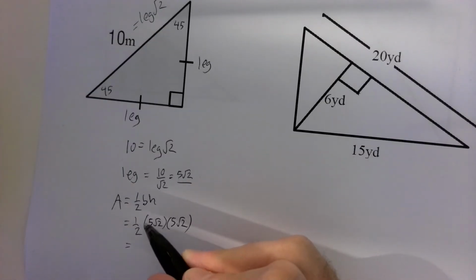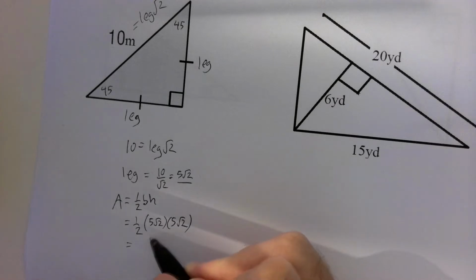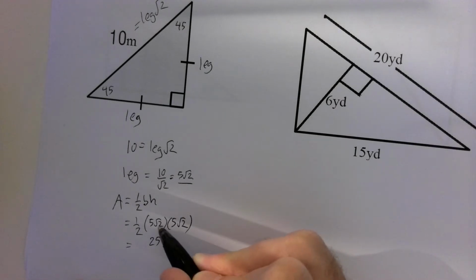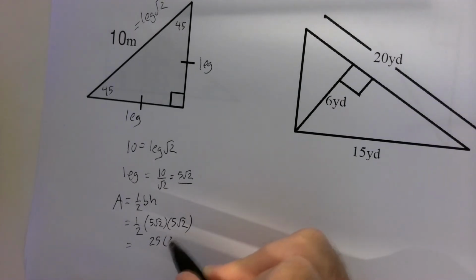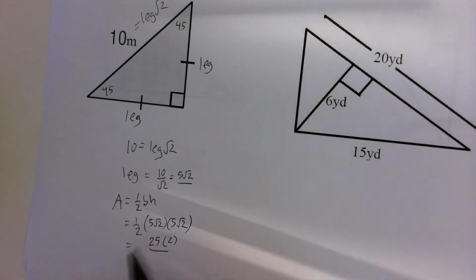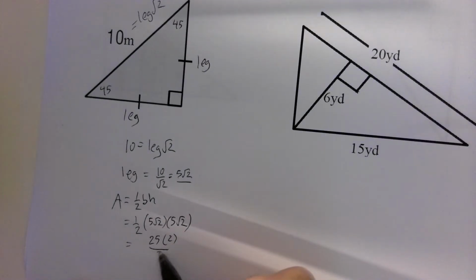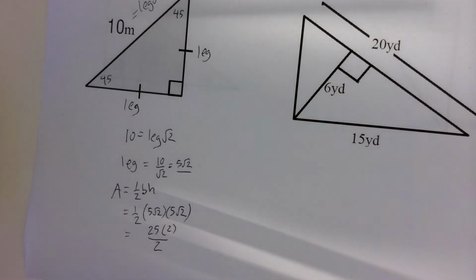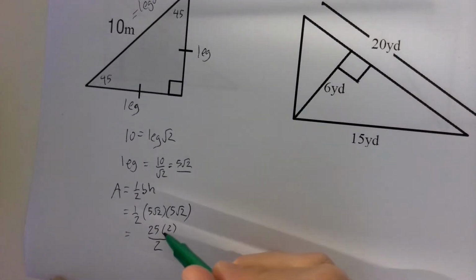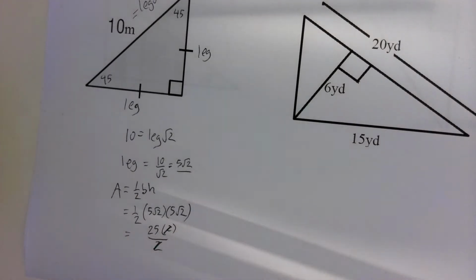Okay, so 5 times 5 is 25, and then the square root of 2 times the square root of 2 is a 2, and then we're going to have to divide that answer by this 2. So the nice thing is we get some cancellation. So our final answer will be 25 square units.